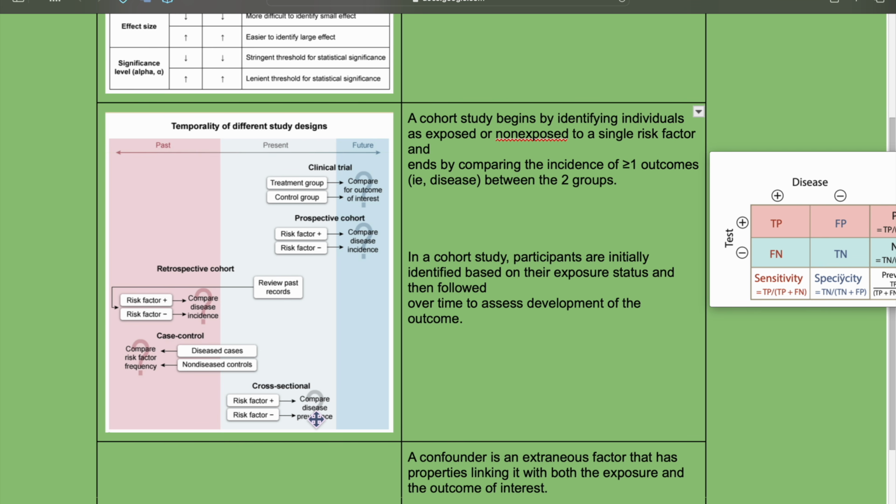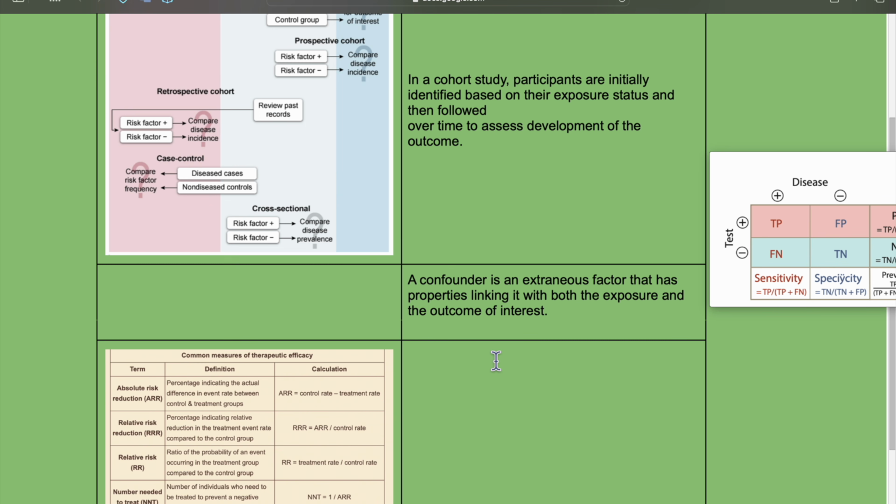Risk factors, they compare in that, and then disease prevalence. So how many people have it so far and what risk factors they had. It's not going to be retrospective or prospective. It's basically how many people in this year had it. Right. Easy to figure out, I think.